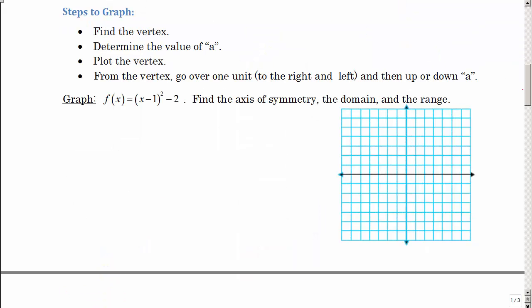So how am I going to expect you to be able to graph the parabolas? Well, we're going to look at the vertex. We're going to find a. We're going to plot the vertex, and then from the vertex we're going to go over 1 unit, right and left because of symmetry, and then up if a is positive and down if a is negative. So let's just start with this first example.